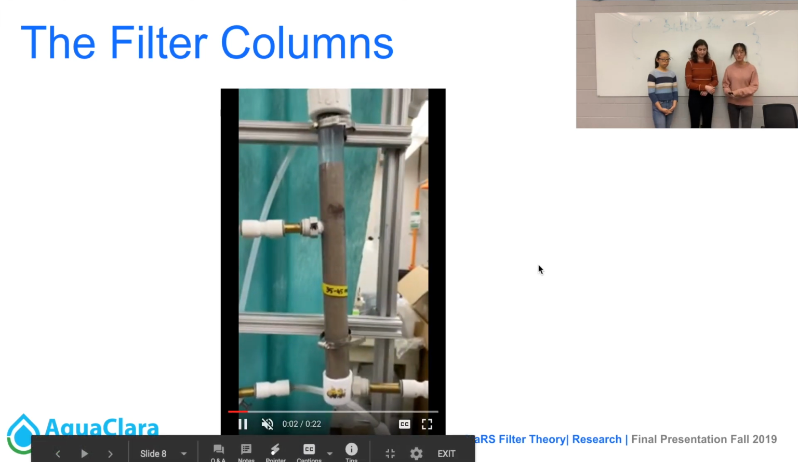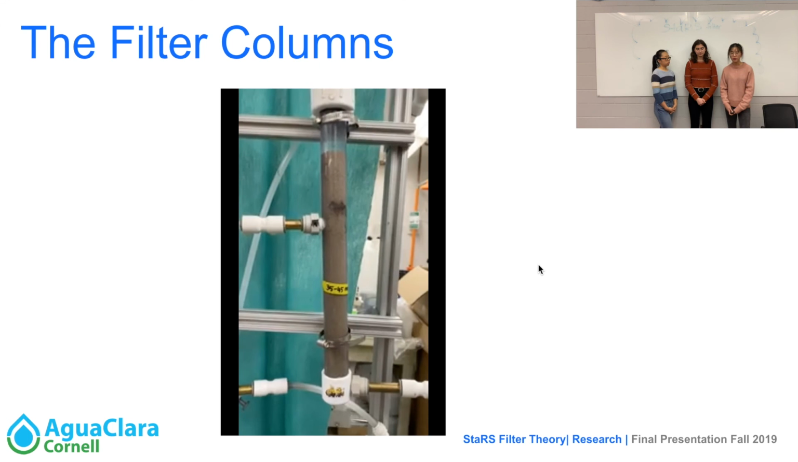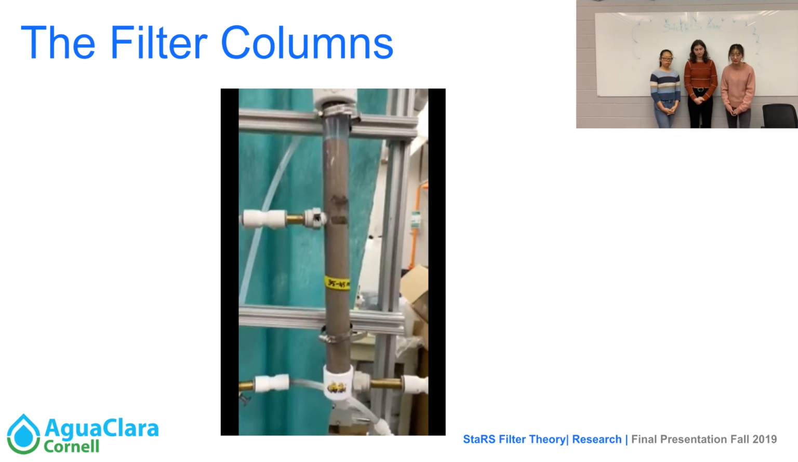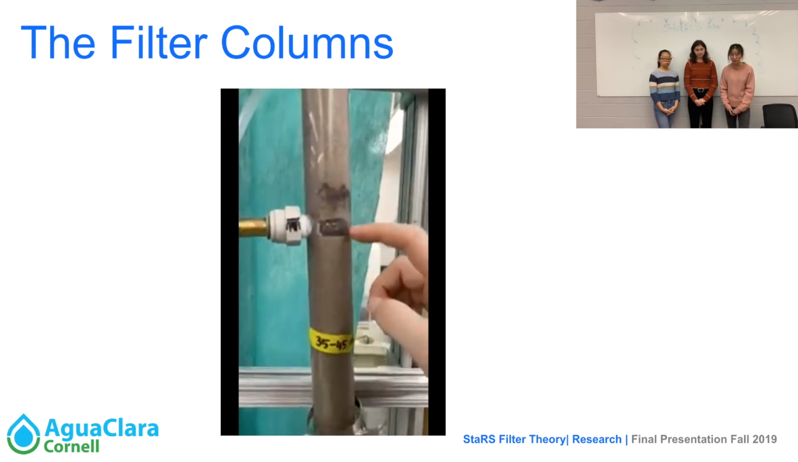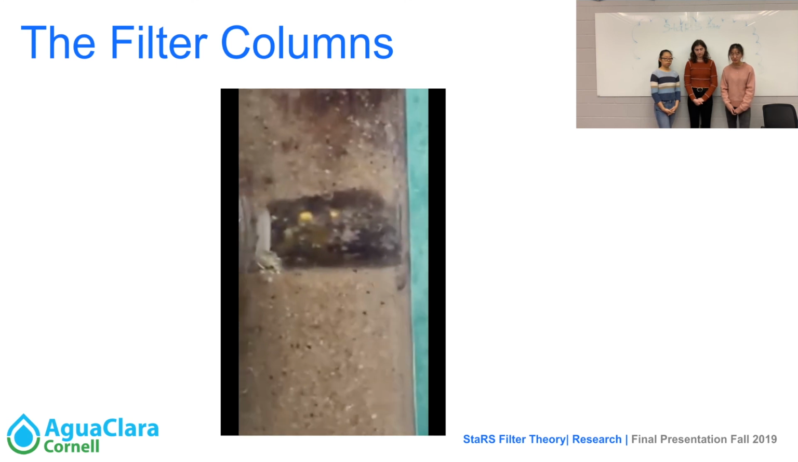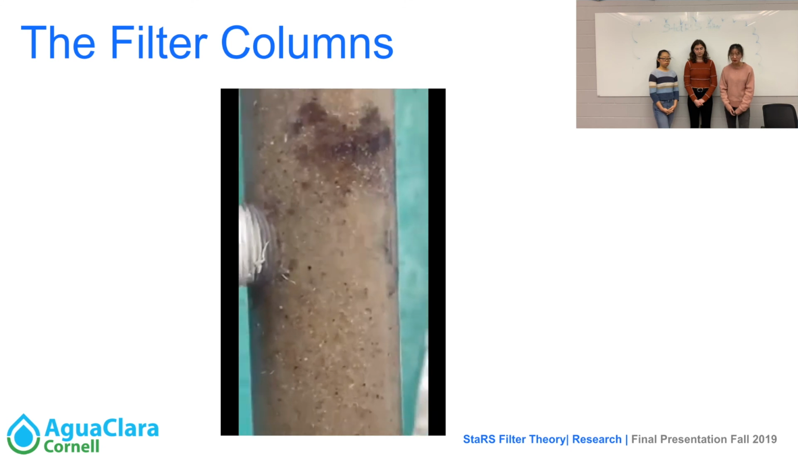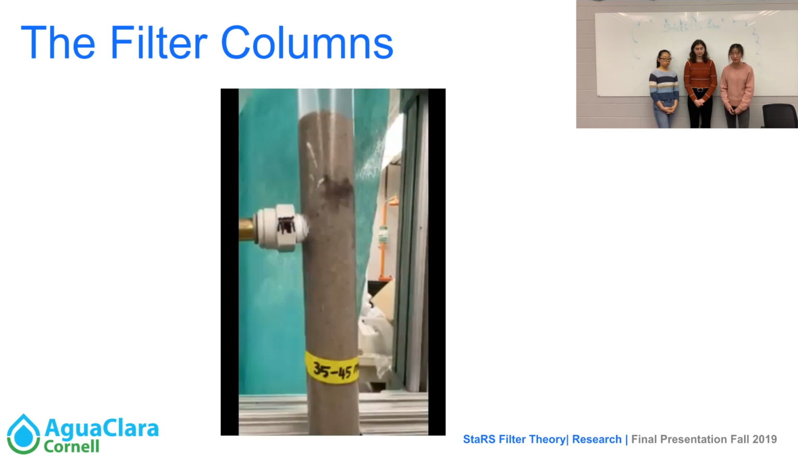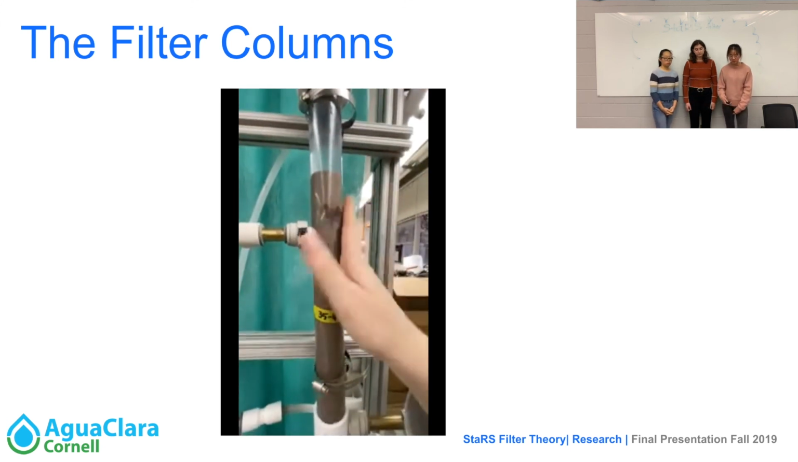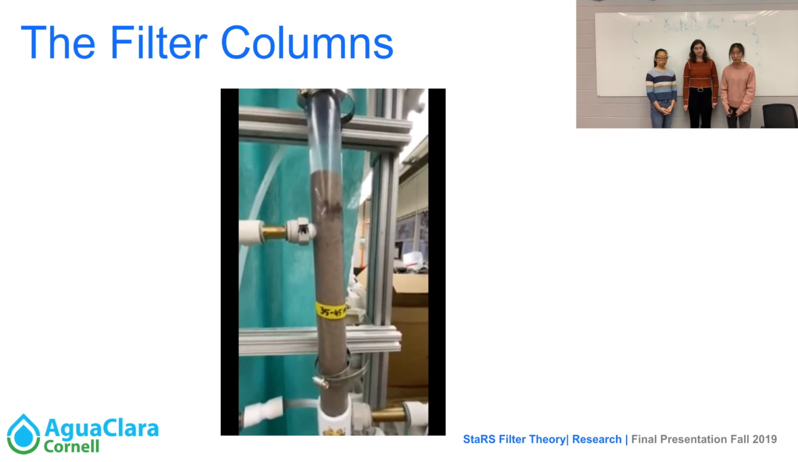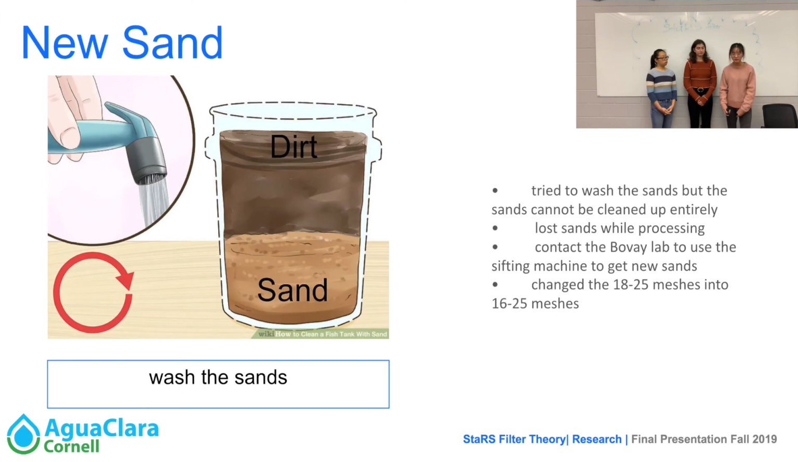Okay, so this is the video where we are trying to backwash all the sands, and we can clearly see the mud inside the column is influencing the whole performance of the system. The mud is not only on the wall of the column, it's also mixed with the sands. So we decided we also have to wash all the sands. We tried to rinse the sands by just using water and stir it up so the dirt can go out with the water.